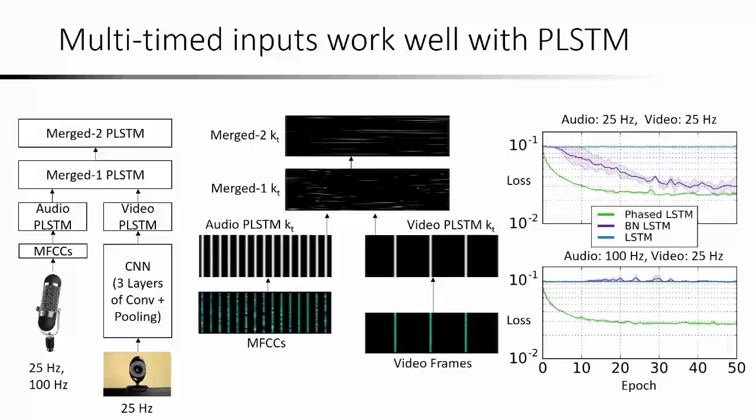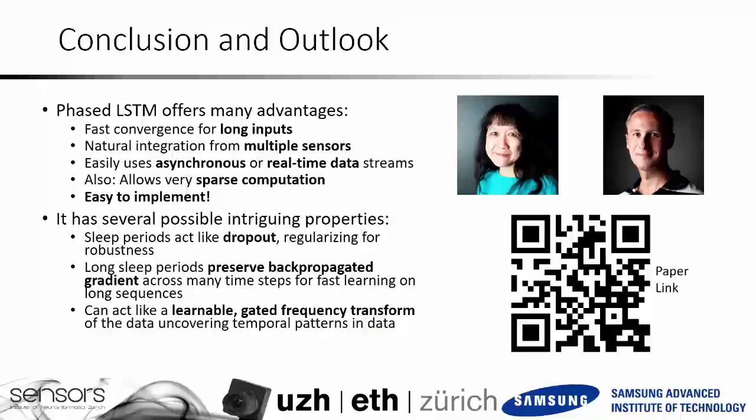Once you increase your audio input stream to 4 times longer, where you're sampling at 100 hertz, in this case, only phased LSTM was able to learn in this number of epochs. So that brings me to my conclusion. I hope I've convinced you that phased LSTM can offer many advantages. We seem to be able to demonstrate that it has very fast convergence on long inputs.